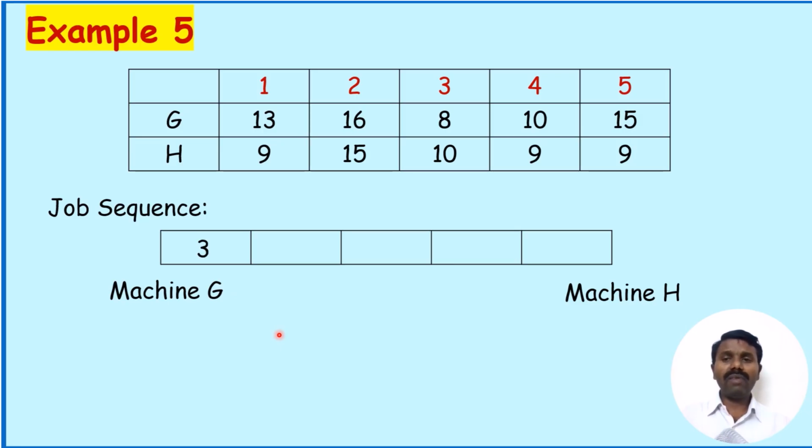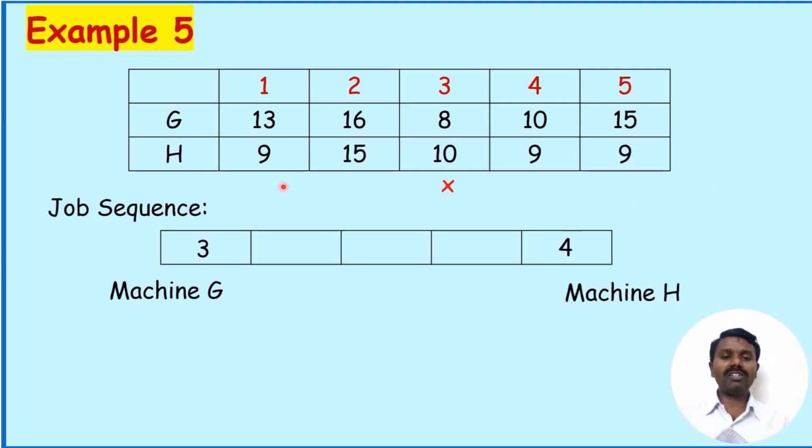Then the next value will be 9. 9 appears in three places: job order 1, order 4 and order 5. Among these 3, since there is a tie, we need to look at the mission A values: 13, 10 and 15. Among these, 10 is the smallest, so we schedule it first. This 9 belongs to H, so we need to schedule it at last. Then the fourth becomes last.